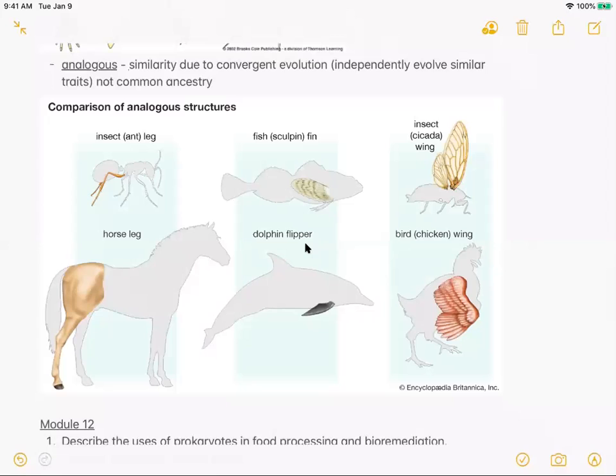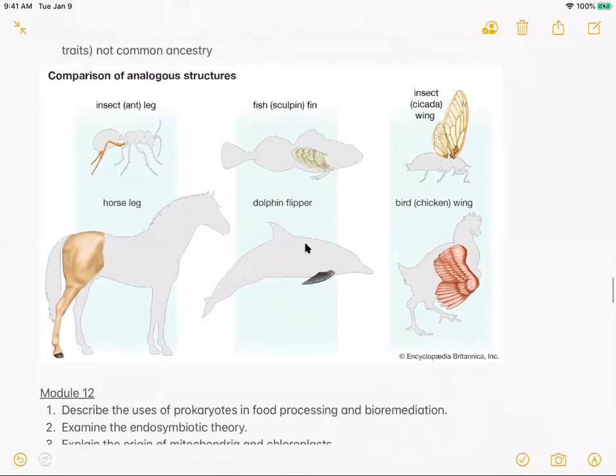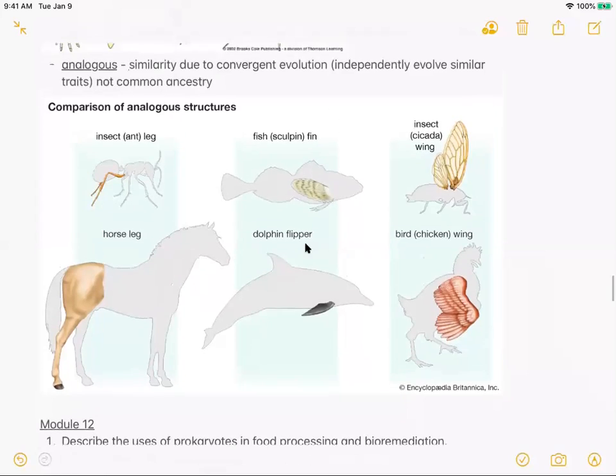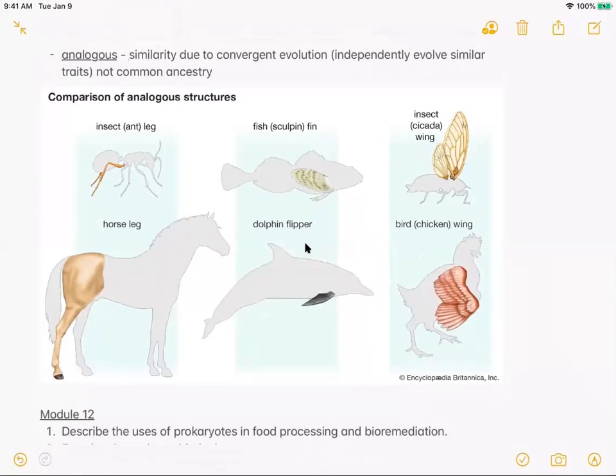Same with a fish fin and a dolphin flipper. Dolphins are not fish, they're mammals. So they didn't evolve that trait because of their common ancestor. They evolved that trait because of their environment. And the same goes for insects and birds. Even though insects have wings and birds have wings, there's a lot of stark differences between the two. And they evolved wings separately in their environments.